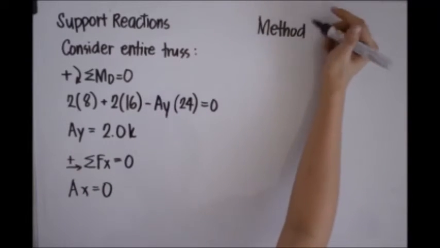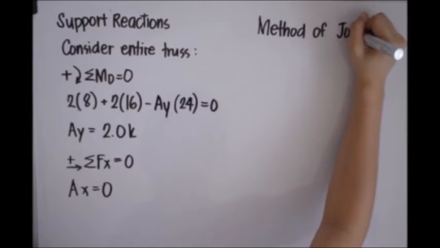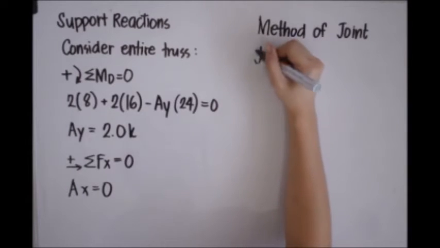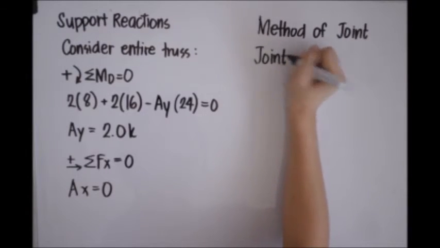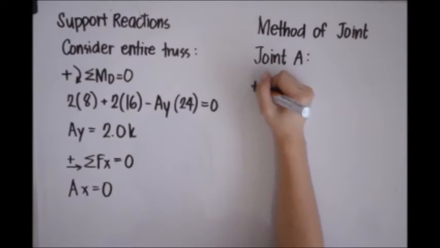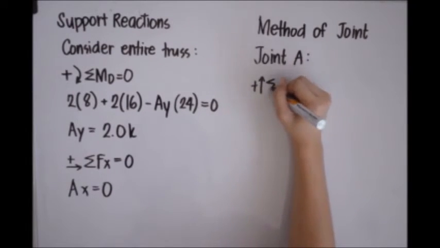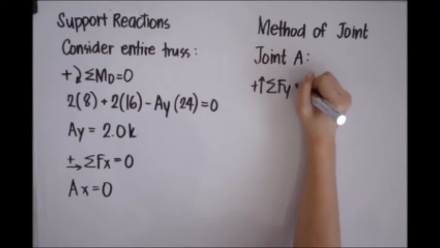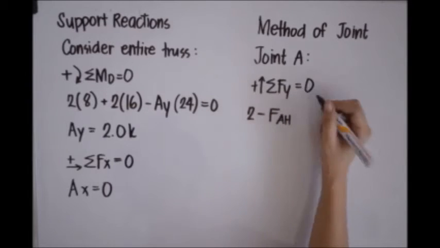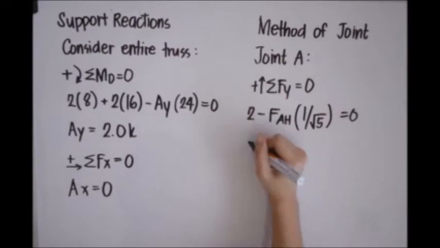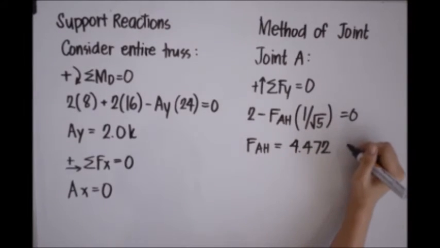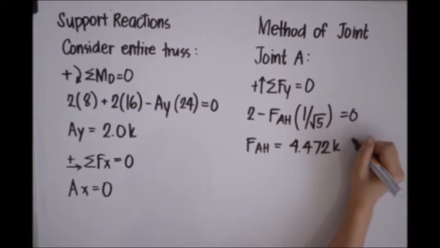Ngayong may reactions na tayo, gumamit tayo ng method of joints para masolve ang mga member forces nito. First, isolate natin ang joint A at mag-summation Fy at Fx tayo dito. So, summation Fy is equals to 0. 2.0 minus FAH times 1 over square root of 5 is equals to 0. So, ang FAH natin is 4.472K, which is in compression.